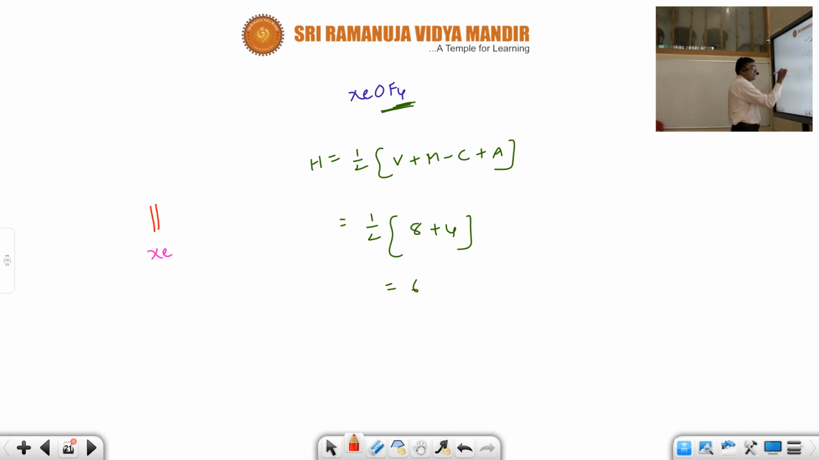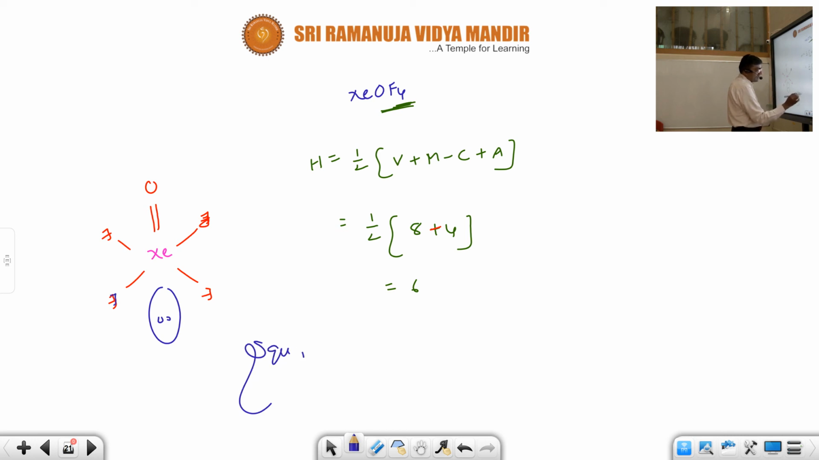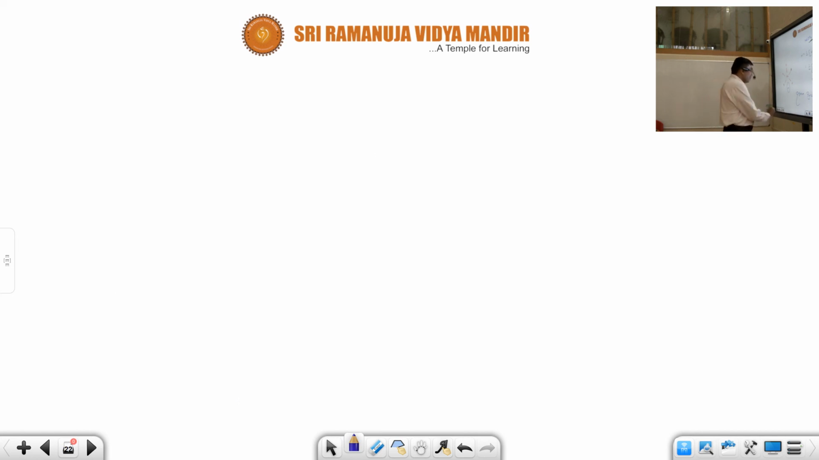Square pyramidal. So O here, F, F, F, F. So 1 lone pair is there. The lone pair is here. This is called square pyramidal structure. This is called square pyramidal geometry. Now let us take one more example.